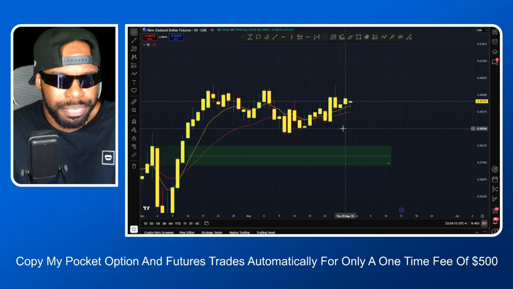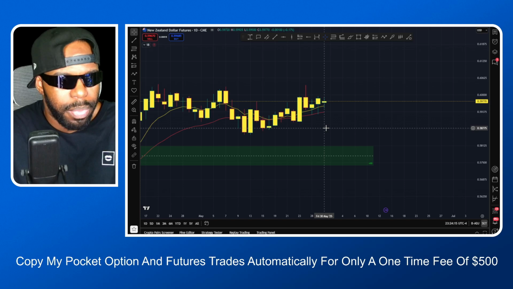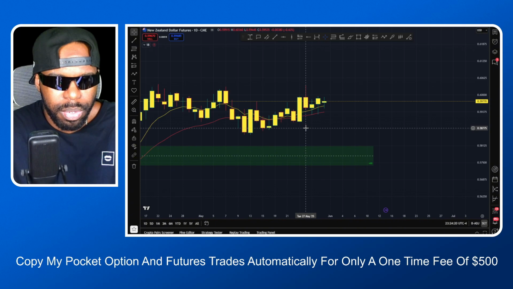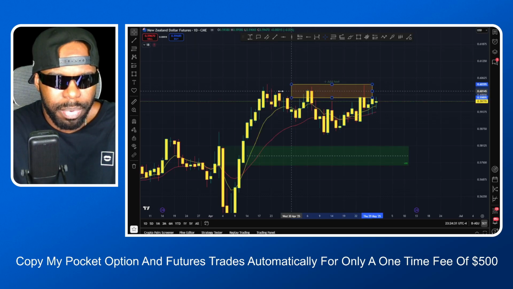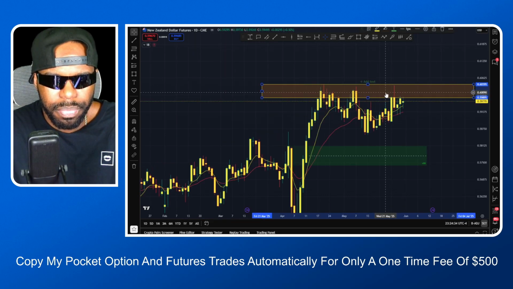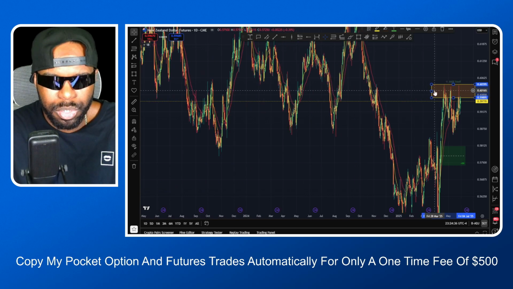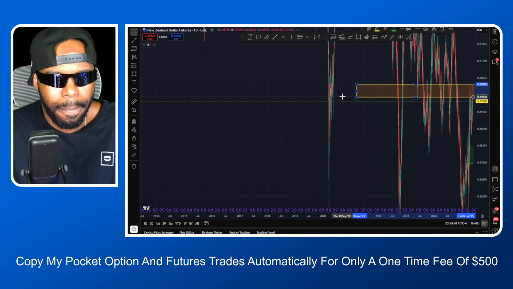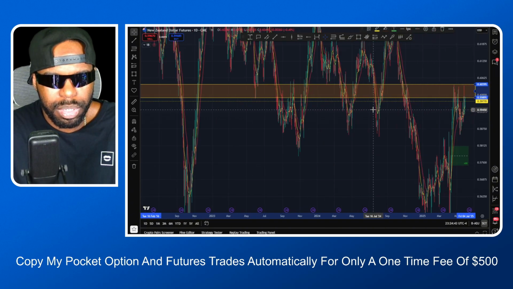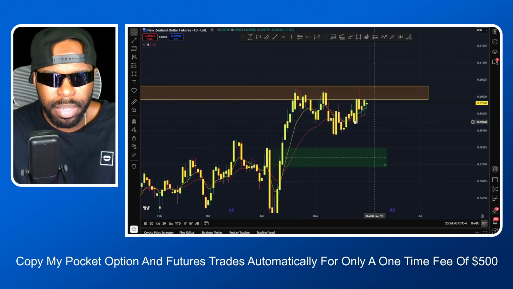Again, I'm looking for the highest point of this week, and the highest point of this week was Tuesday. So I'm going to mark up my zone there. I'm going to go back to the daily, but we have a zone here. I like to draw this zone back in the past and see if price respected the zone, which looked like price was kind of respecting the zone here.